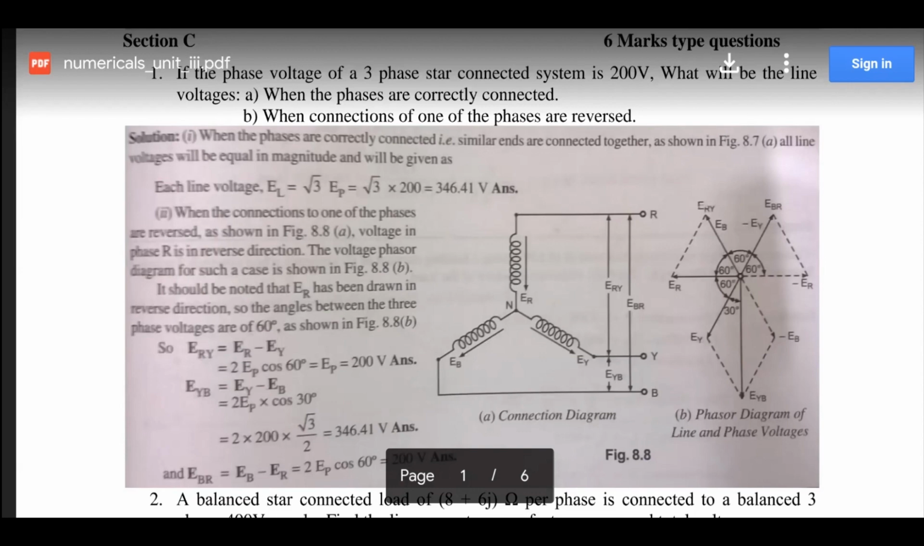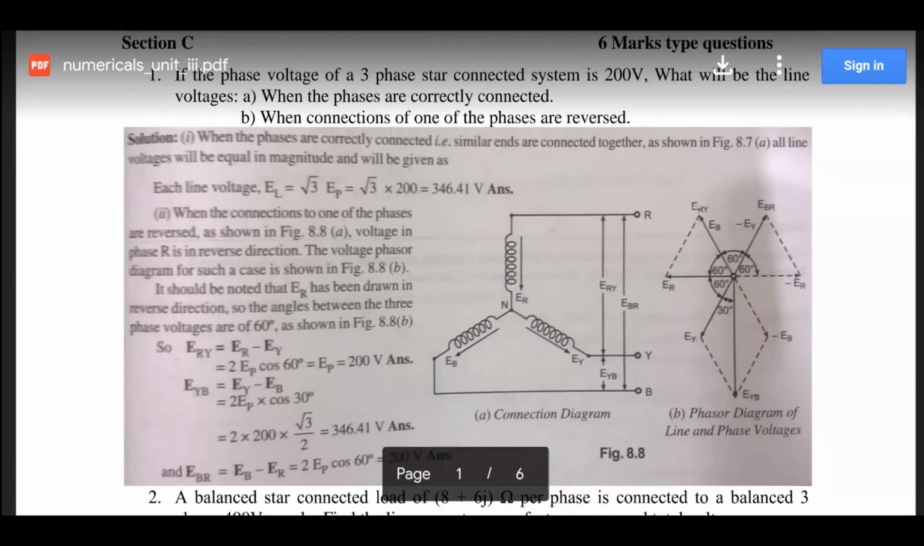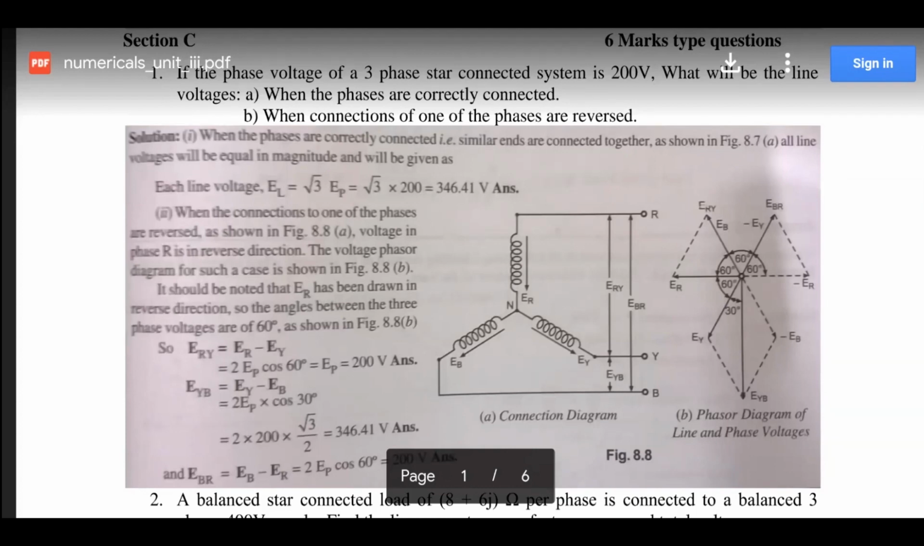You first of all convert this line voltage into phase voltage, or 200 upon root 3. That will be its phase voltage. Then you will divide by 10 to get 20 upon root 3 amperes current. So firstly it is the same, that line voltage is equal to root 3 times phase voltage. In this question it is clearly written that phase voltage is 200 volts, so phase voltage is given, and we will multiply by root 3 to get the line voltage.